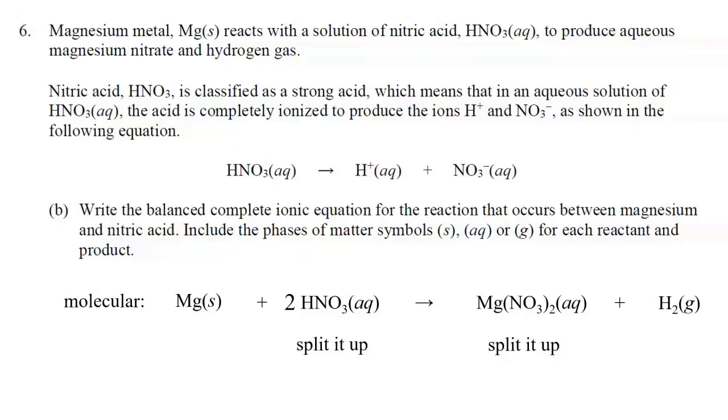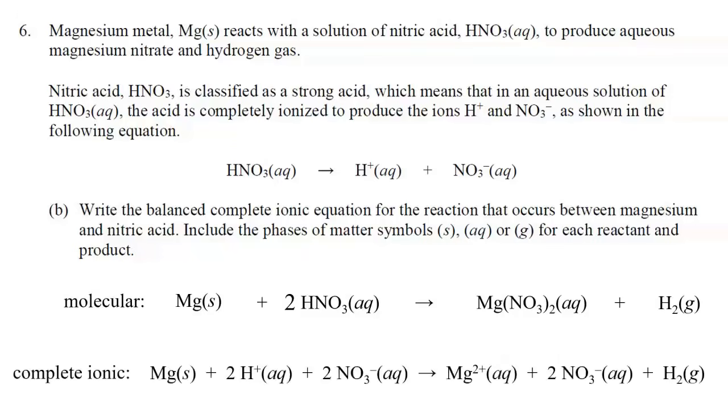Don't forget to use the coefficient on the left. So we have 2 H+ ions and 2 NO3- ions. And on the right, don't forget that the subscript 2 outside the parentheses now becomes a coefficient. So there's 1 magnesium 2+ ion, and there's 2 nitrate ions. Again, don't forget to include the charge.